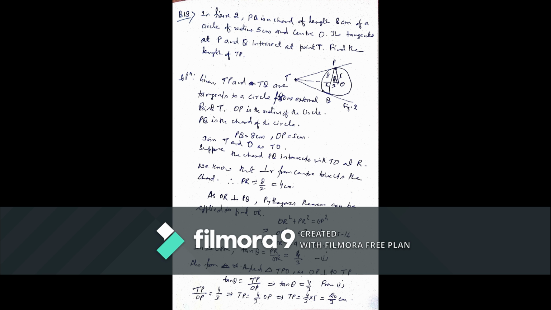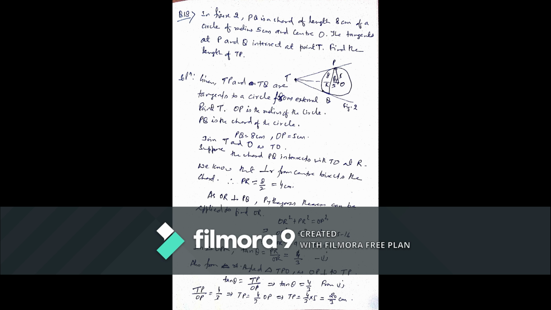So T is the external point from which tangents are drawn to the circle at P and Q, and as we know, TP will be equal to TQ. OP is the radius of the circle, it is given to us. PQ has become a chord of the circle, when we join the 2 points together. So PQ is 8 centimeter, OP is equal to 5 centimeter. We need to join T and O.